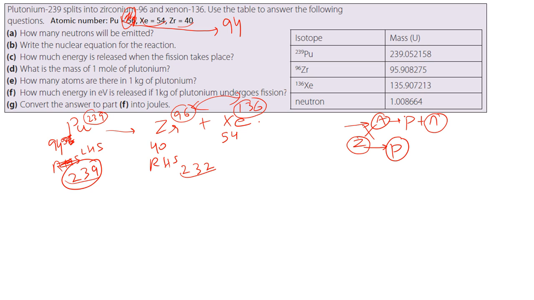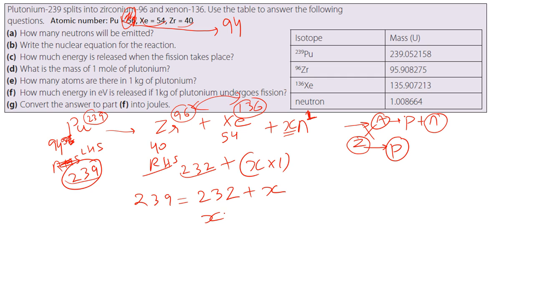We add the neutrons. For neutrons, the number on top is written as 1. If I consider x as the number of neutrons which is released, the right hand side's mass number will be 232 plus x into 1, and then you have to equate this. So 239 on the left hand side is equal to 232 plus x. The value of x which you are going to get is 7.